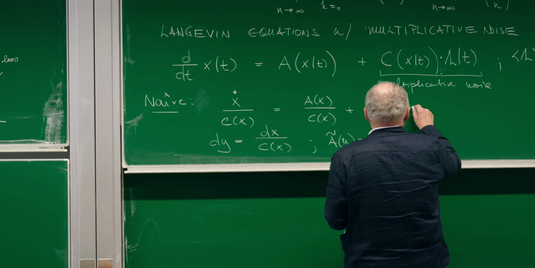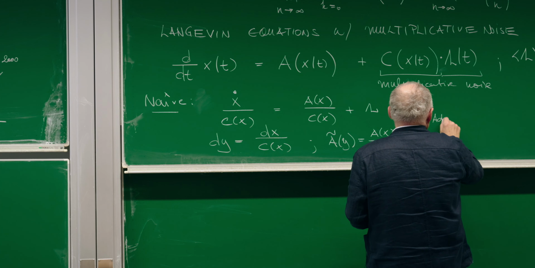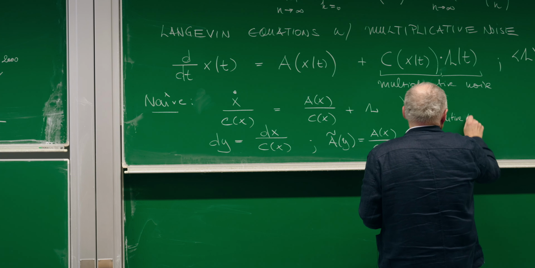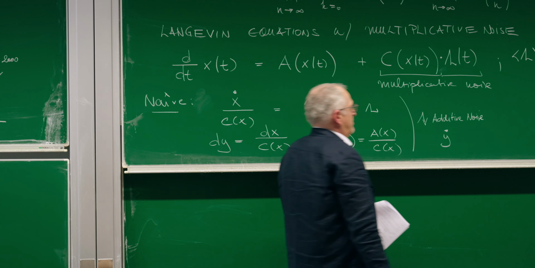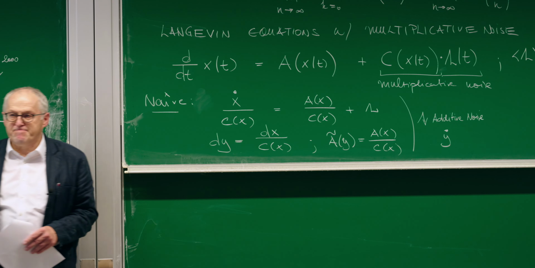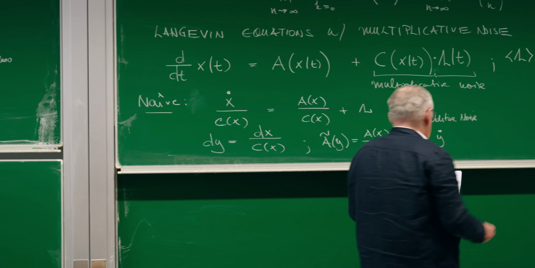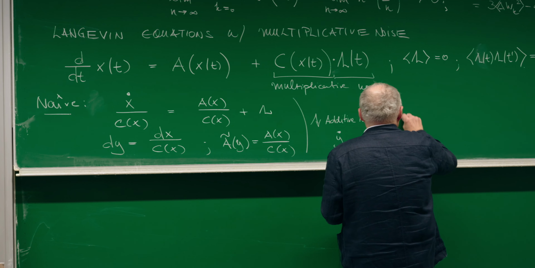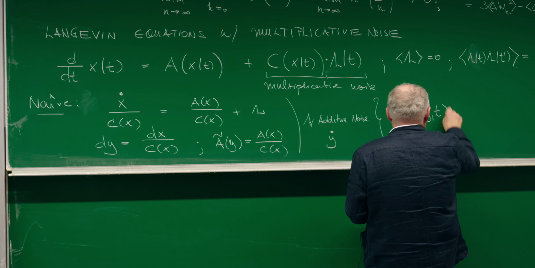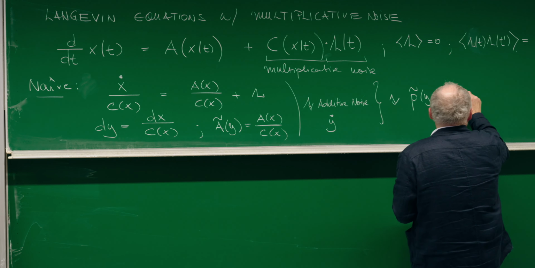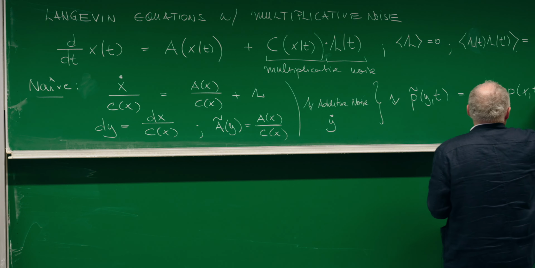So that means then we have transferred it back to additive noise dynamics for y. And that means we have a solution. Okay. So from that, we know that we can construct a solution, p_y(t), which is c(x) p(x, t).